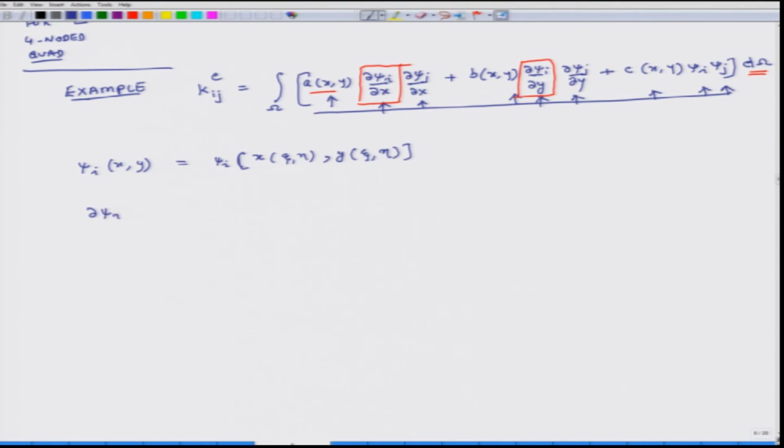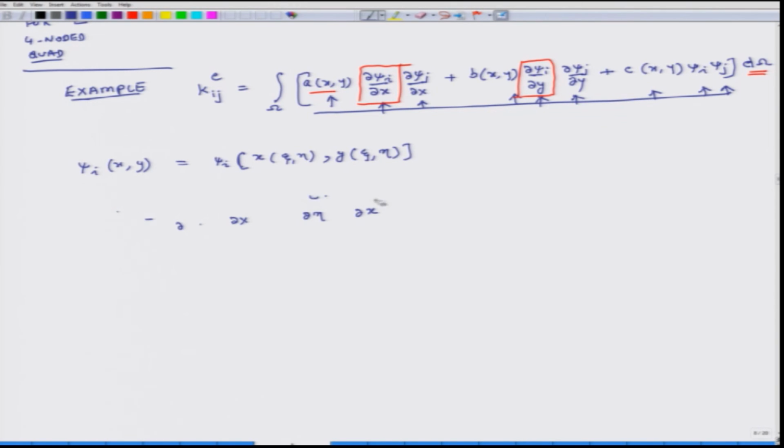So, del psi I over del x. Suppose I have to compute del psi I over del x, then I can write it as del psi I over del zeta times del zeta over del x. So, here psi is a function of x, but x itself is a function of zeta and eta. So, if I have to differentiate it with respect to x, I differentiate it with respect to zeta with x, and then I differentiate it with respect to eta times x.